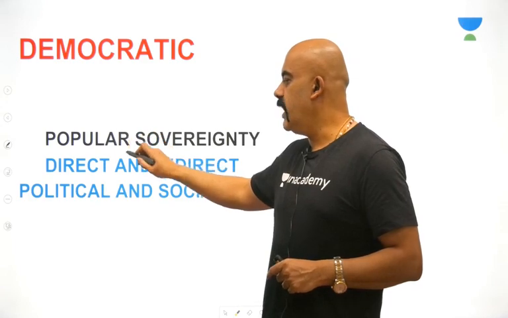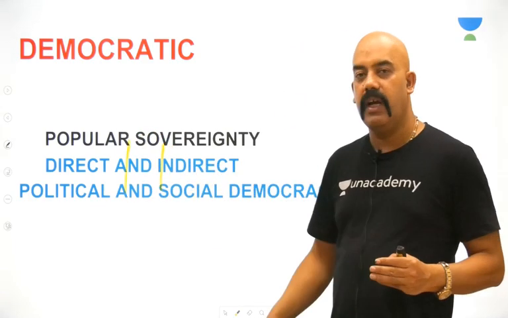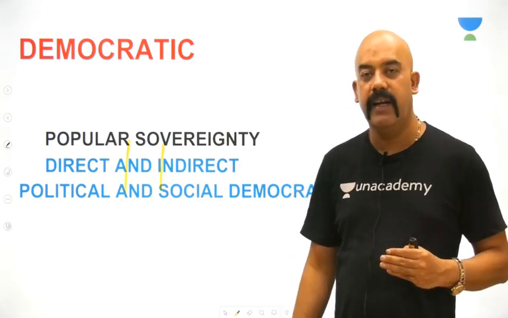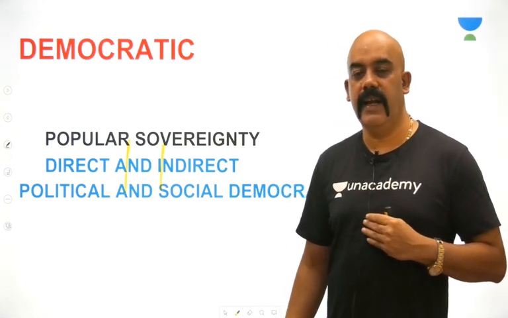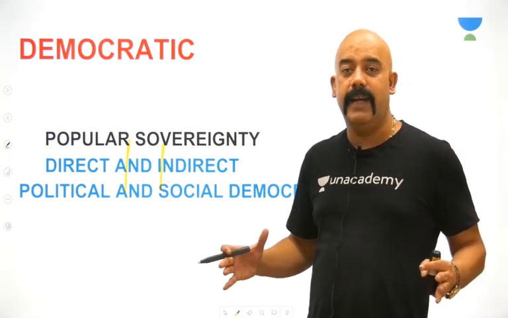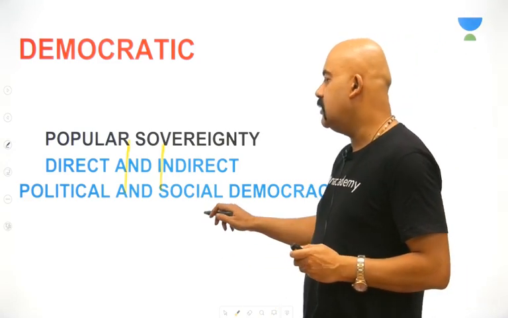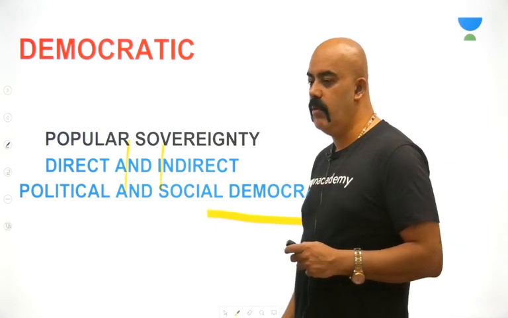Two types of democracies are recognized the world over. One is direct democracy, one is indirect democracy. India does not believe in direct democracy. India believes in indirect democracy. That is, you don't decide, your elected representatives decide for you. So this is also political and social democracy.